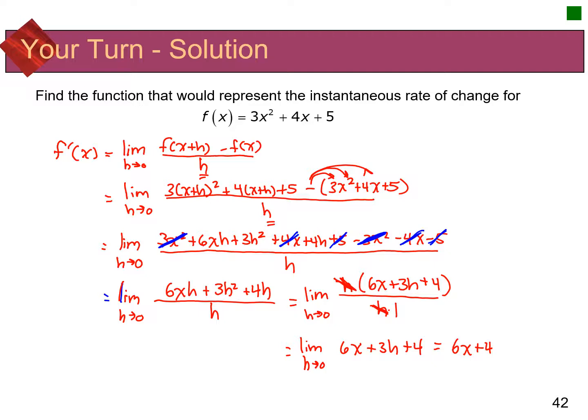So this is the function that would give me any instantaneous rate of change at a specific value of x. So if I knew the value of x I wanted to figure out the instantaneous rate of change at, I just have to plug it into this function down here that I came up with, and I would be able to tell you what the instantaneous rate of change is. This is the premise of what we call a derivative.